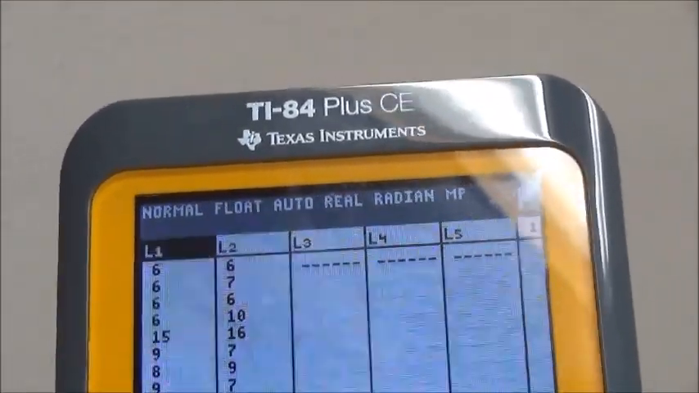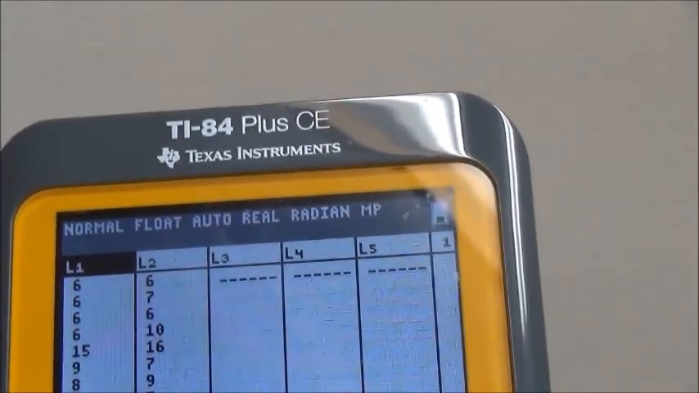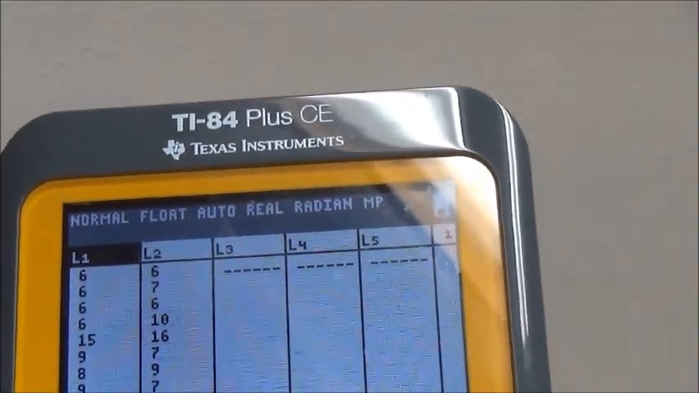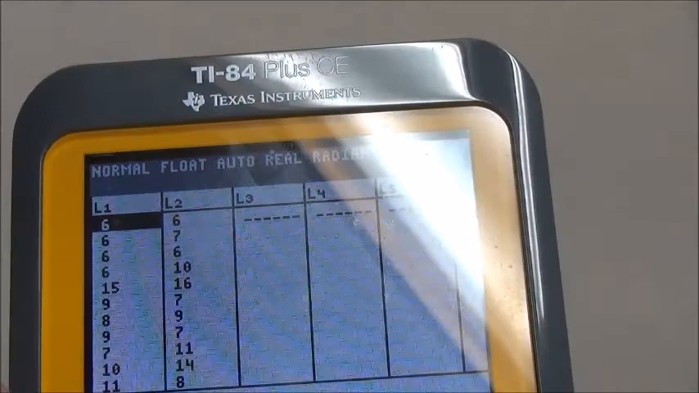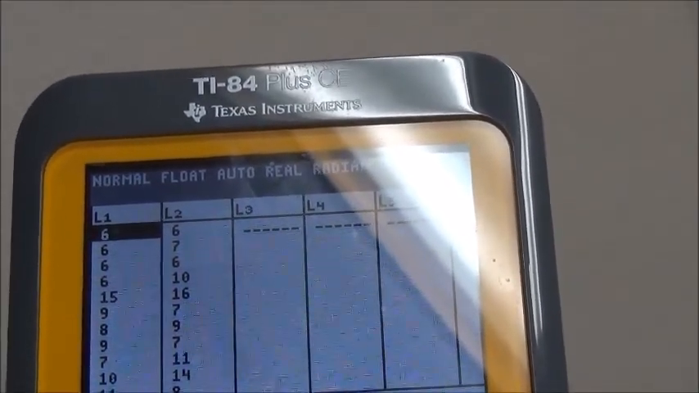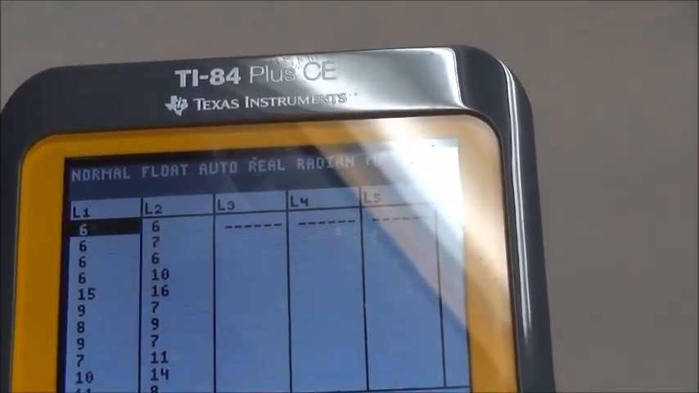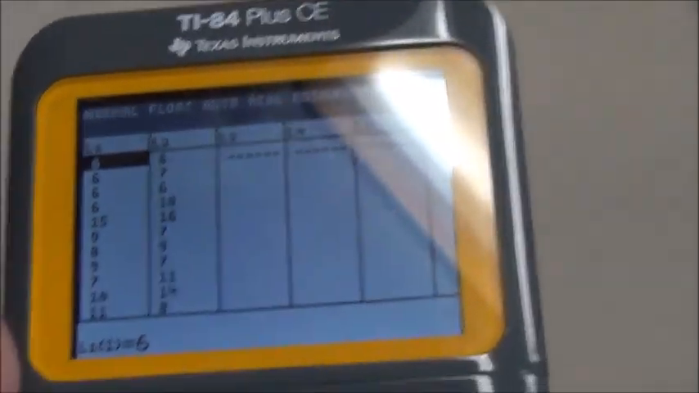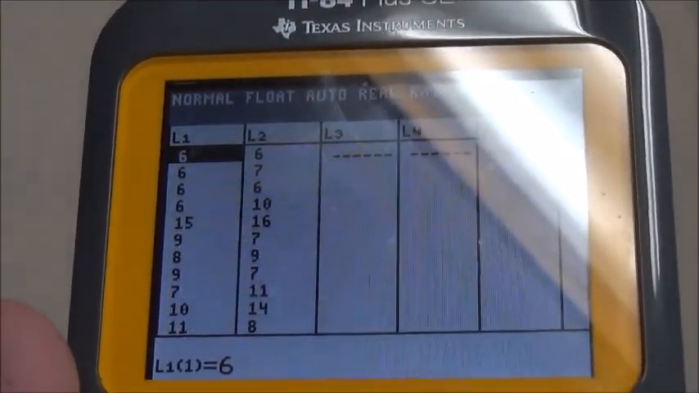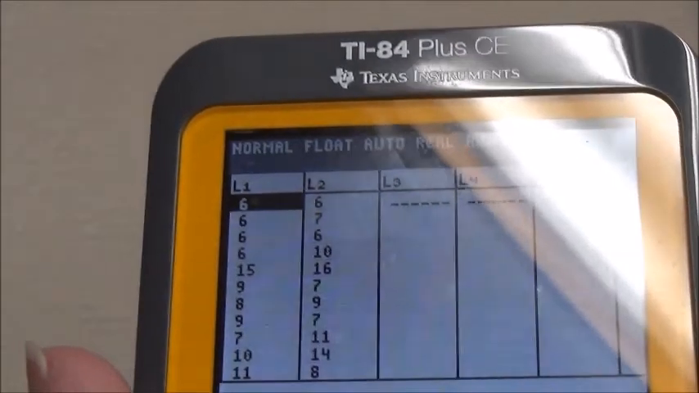Again, if you need to clear your list, you go up to the top, hit clear. That will clear the list. But otherwise, type in your values for list 1 and list 2. I've already got them in there. So if you need to, pause the video. And then once you're ready, turn it back on. We will continue with the directions on how to do your confidence interval.